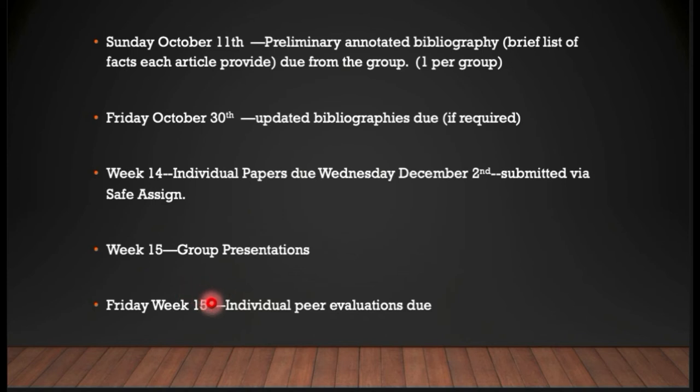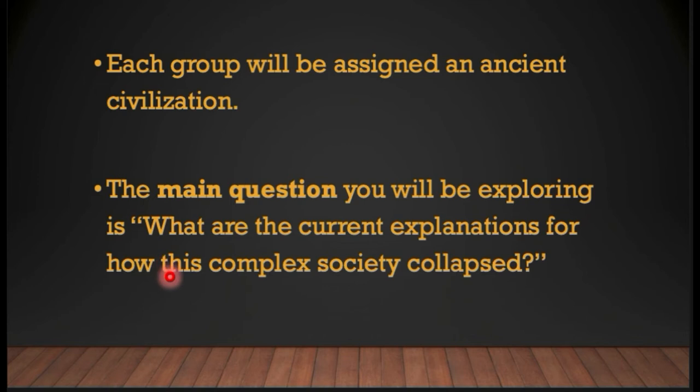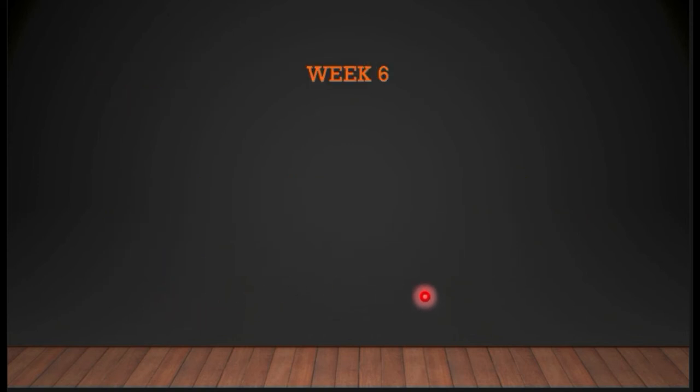Once the presentations are over, you'll also evaluate all the other members of your group, and you'll evaluate yourself for 5% of the grade. So each group is assigned an ancient civilization. You'll see that in the title. For your group, it'll say like Group 1, Aksum, which is in Ethiopia. Group 2, Old Kingdom in Egypt. Right? And so the main question that you're going to be looking at is what are the current explanations for how this complex society collapsed.